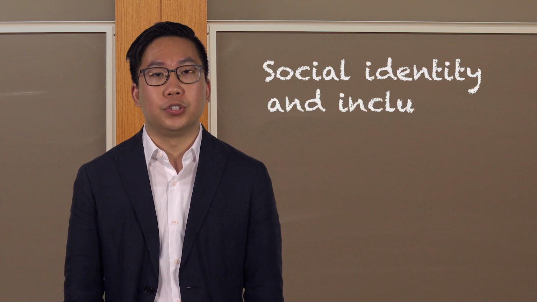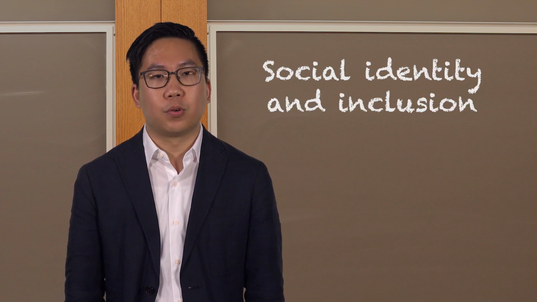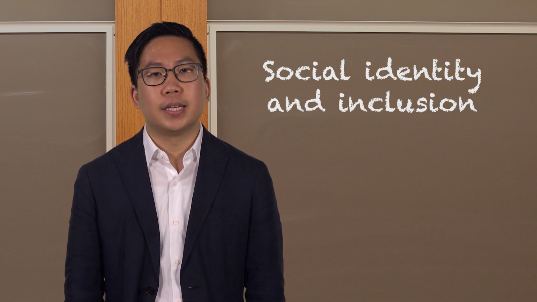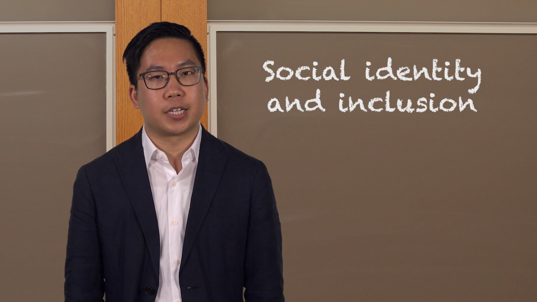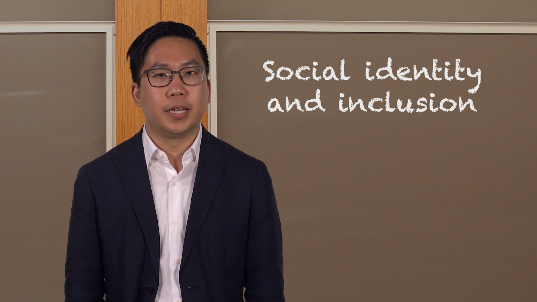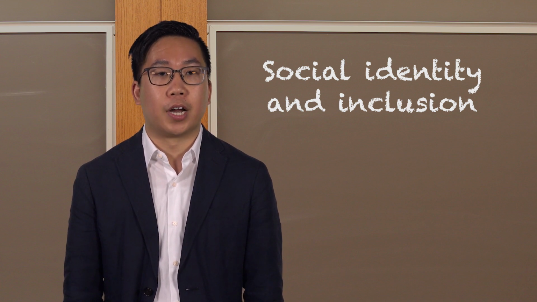This video is about social identity and inclusion. We will consider the ways that threats to one's social identity can impact academic performance and well-being. This is the first video of a video series that explores how social identity and inclusion influence student success and provides evidence-based strategies for cultivating a more inclusive academic environment.